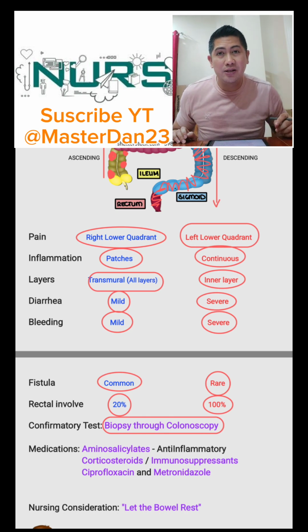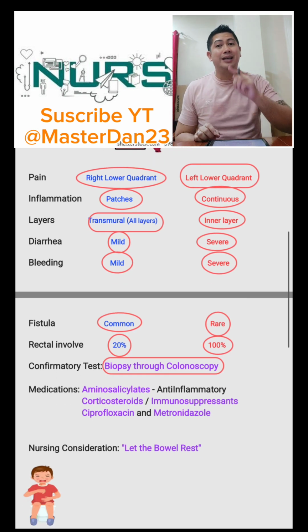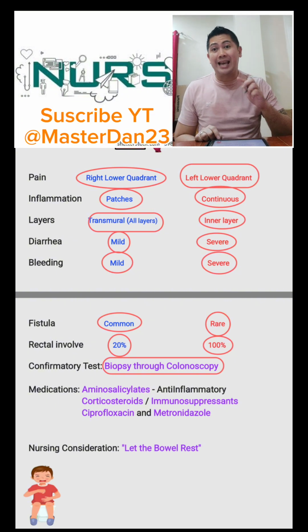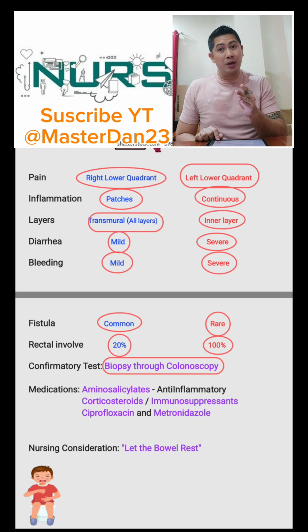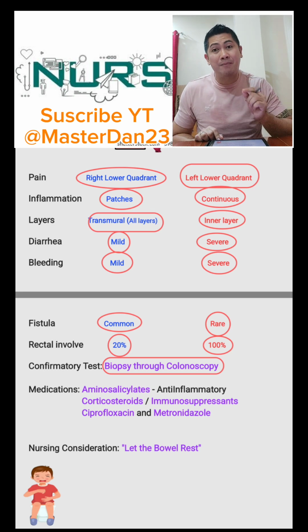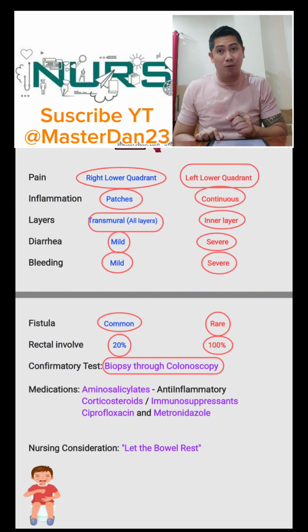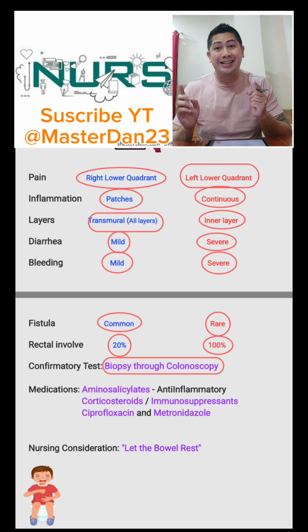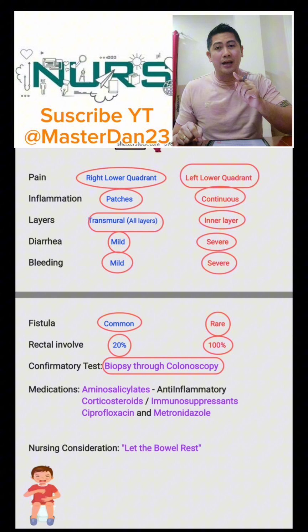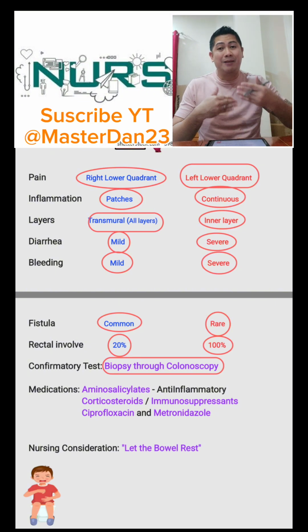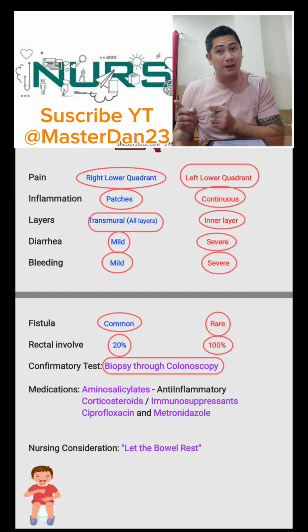Next, for nursing consideration, if they ask what we should do, just remember, let the bowel rest. Do not give something that increases bowel movement. For example, what is the best diet, NPO or high fiber? Never forget, let the bowel rest. High fiber is not allowed. It should be NPO. Since the patient is NPO, NGT or TPN? Never give NGT because you need the bowel to rest. So the best answer is TPN.